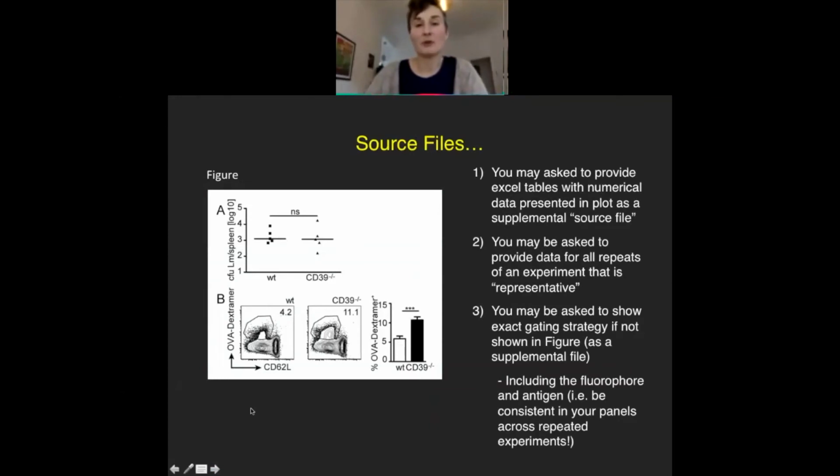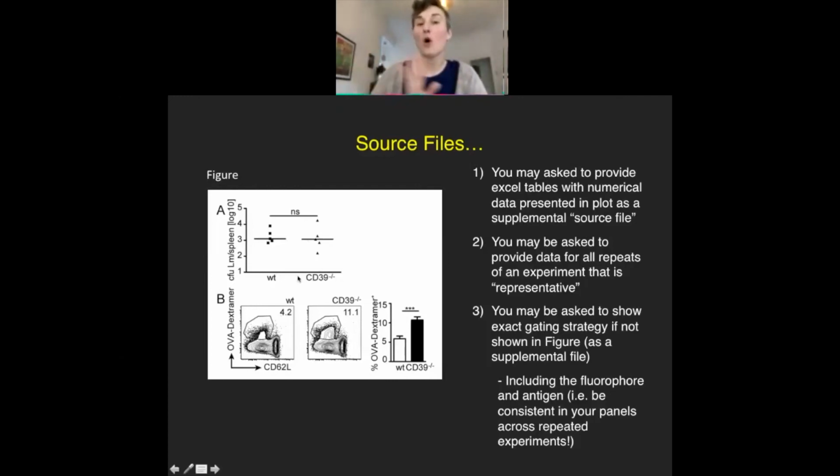A second example: if you publish a figure like this, a dot plot, here a FACS plot, and here a bar graph, the journal might ask you to provide for every graph an Excel table with the actual numerical values. You have to do this on the side for each graph presented in your figure panel. And you might be asked to provide every single repeat of an experiment if you just showed a representative experiment in your figure.